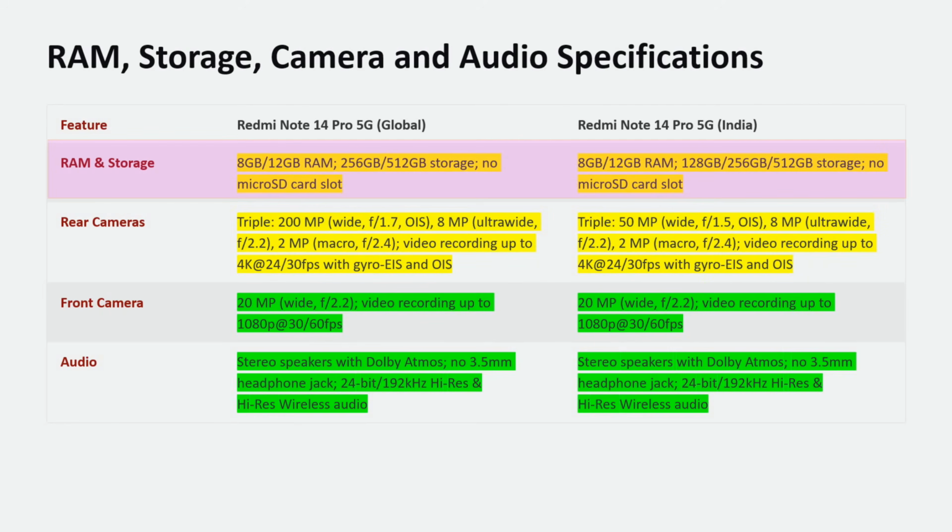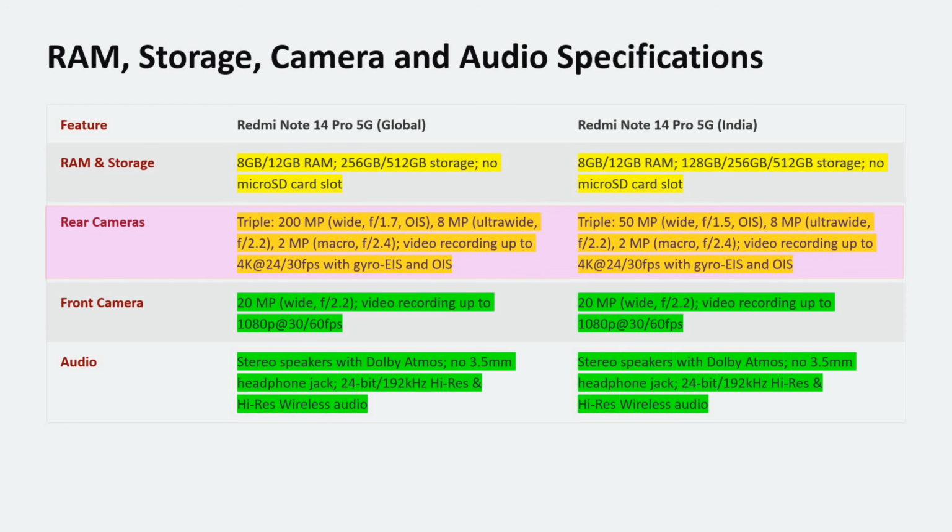RAM and storage of global version is 8 GB or 12 GB of RAM, 256 GB or 512 GB of internal storage, no micro SD card slot. RAM and storage of Indian version is 8 GB or 12 GB of RAM, 128 GB or 256 GB or 512 GB of internal storage, no micro SD card slot.